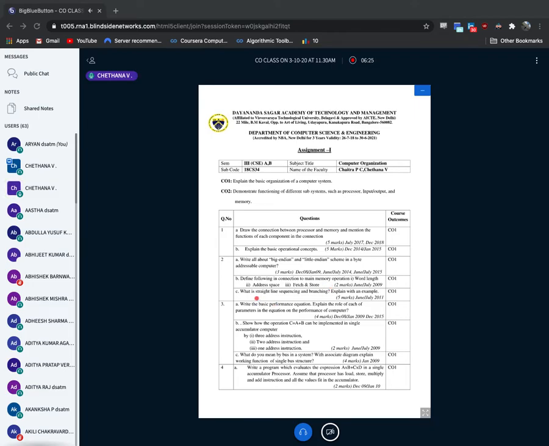That's all. Here, which is the basic performance equation? You have one basic performance equation, isn't it? What is that? T is equal to N into S divided by R. Each and every component you have to explain. That's all. Nothing else. Then we have 3B.